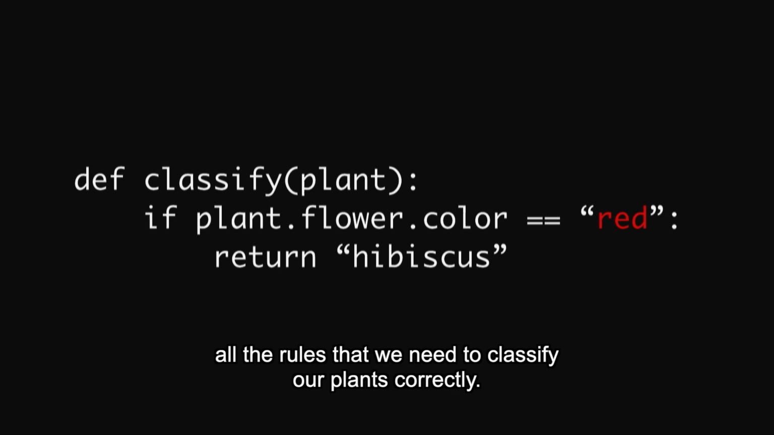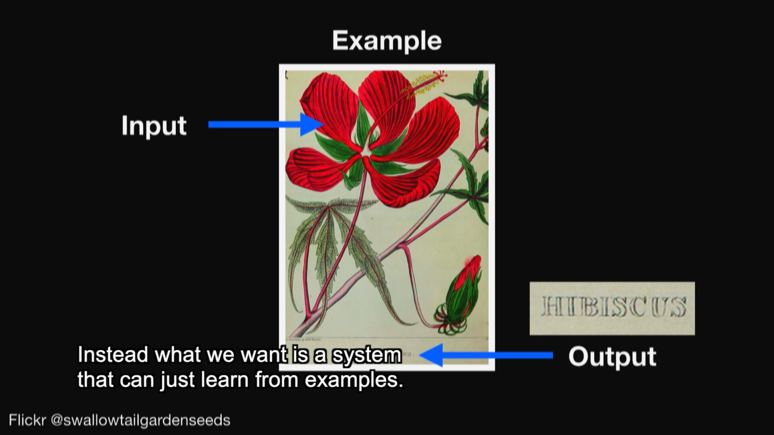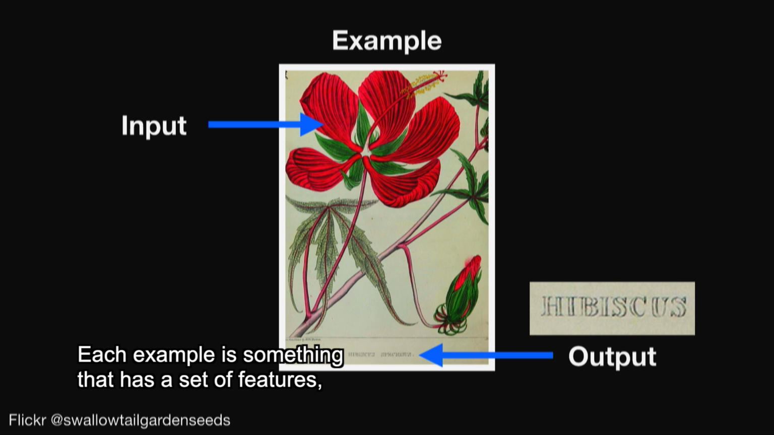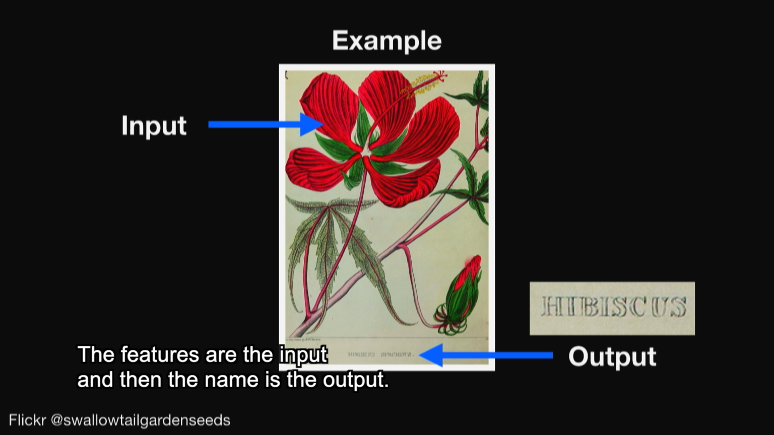So instead, what we want is a system that can just learn from examples, okay? Instead of carefully writing rules, we just need to collect more examples. Each example is something that has a set of features like leaf size, leaf shape, petal color, and then a name. And if we have enough examples, then we can do a kind of comparison. The features are the input, and the name is the output.